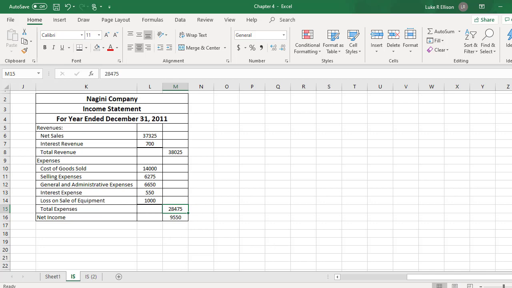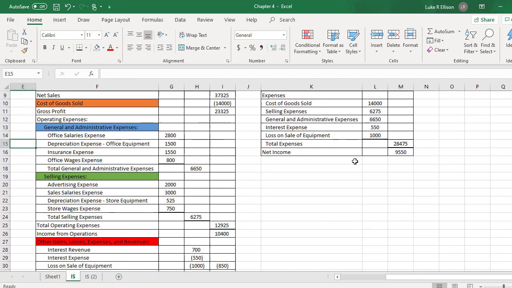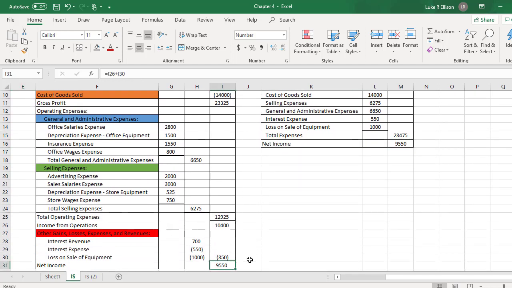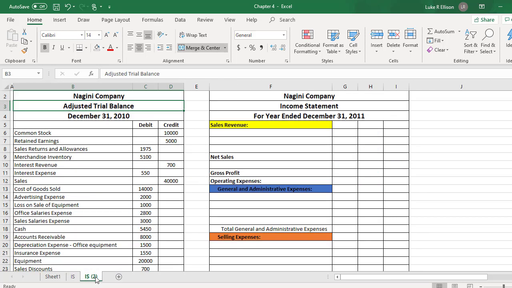The other form of the income statement, which will be the focus of this video, is the multi-step income statement. This will calculate the same value for the net income as the single-step income statement, but a lot more detail will be given. So next we're going to build this multi-step income statement from scratch. So here we have the adjusted trial balance for this company, which lists all of the accounts as well as their debit or credit balance.